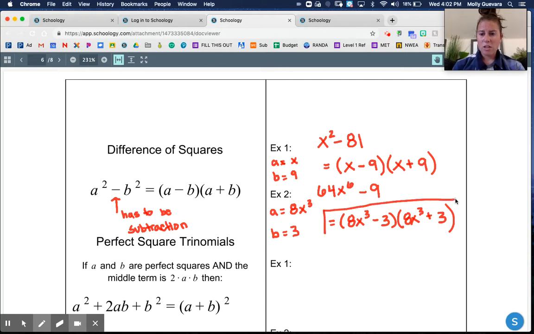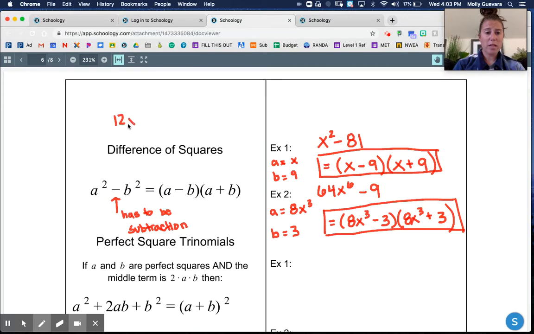Okay. So this is how we factor perfect squares if there are 2 terms and there's a minus between the 2 terms. And these have to be perfect squares, right? If I have something like 12x to the 3rd, that's not a perfect square, so that wouldn't even count. They have to be perfect squares. You have to be able to take the square root of them evenly. So that's the difference of squares.